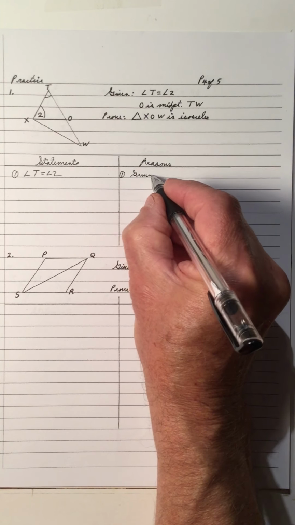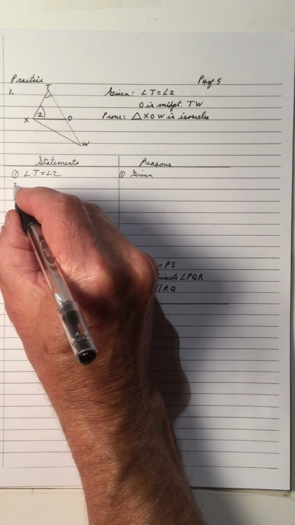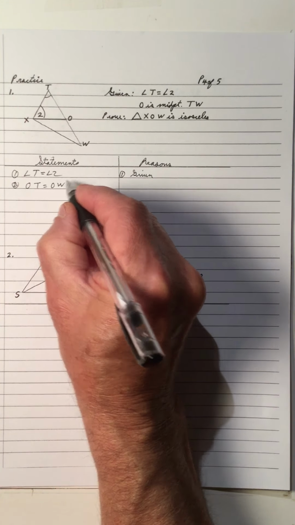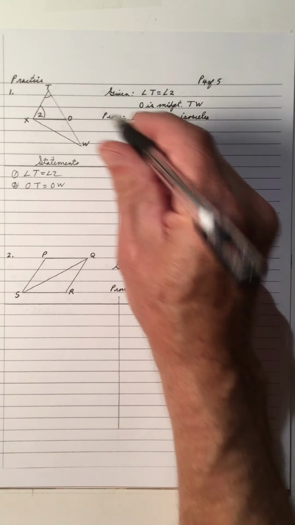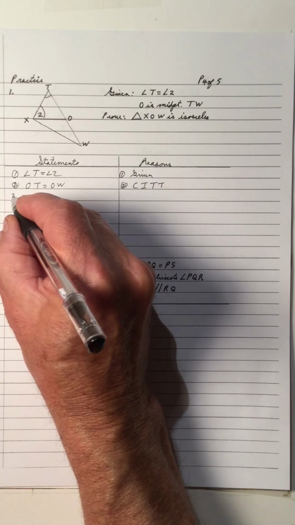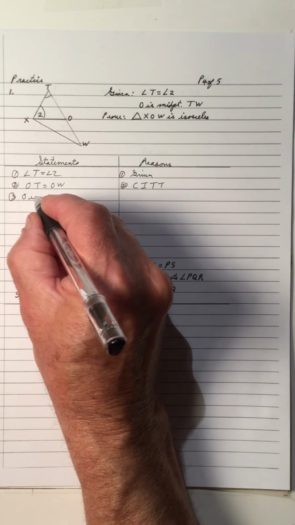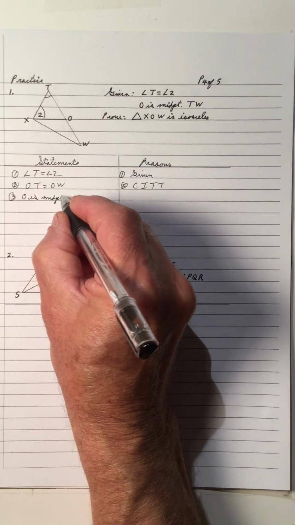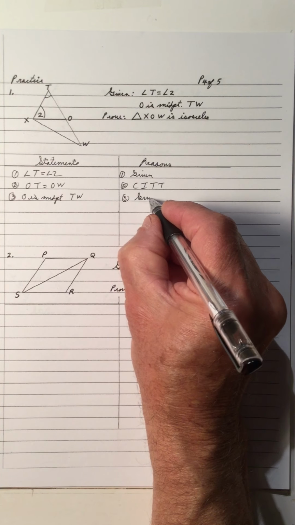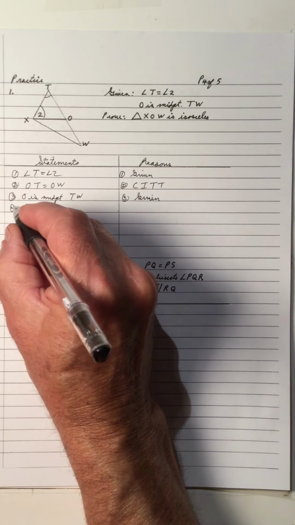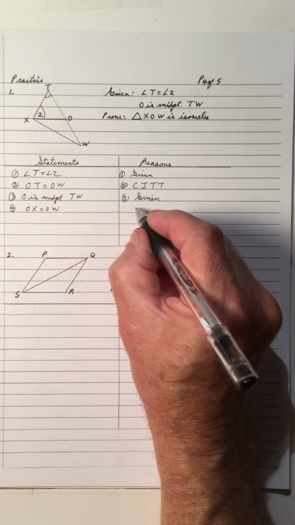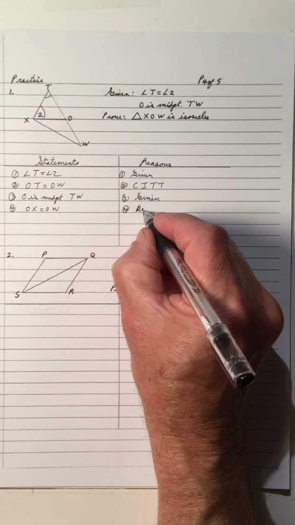So that's a given. If those angles are equal, that means that OT equals OW, and you're going backwards from angles to sides, the converse of ITT. Number 3, O is the midpoint of TW, and that's a given. As a result of that midpoint, that means OX equals OW, and that's the definition of a midpoint.